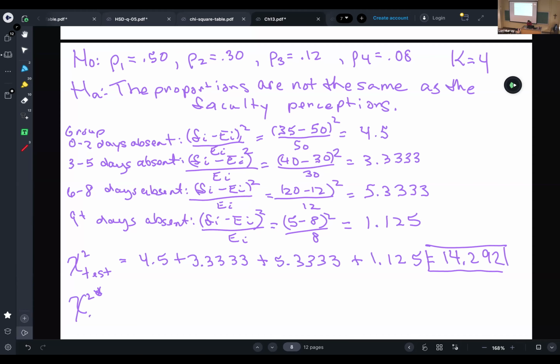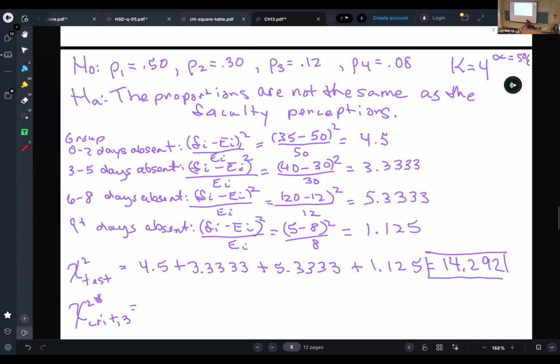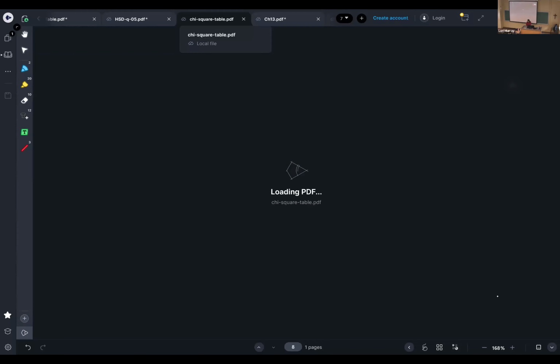We need to get the critical value on k minus 1 degrees of freedom, which would be 3 degrees of freedom. And we're going to use alpha, of course. What's our alpha? It's going to be 5%. That's our usual. Right, so does everybody have 14.292? I'm seeing some agreement. Just verify this is what you get. Okay, we're going to go to the chi-square table.